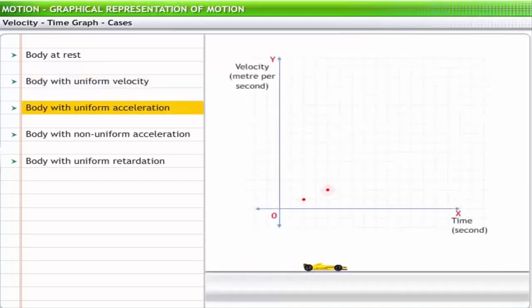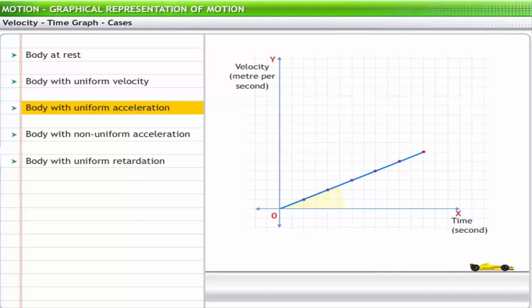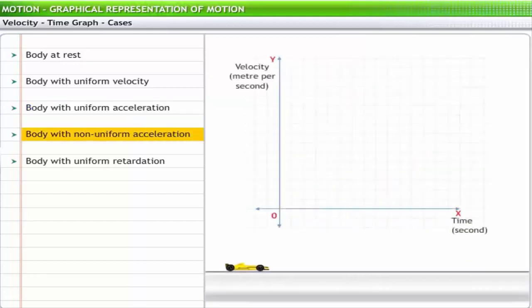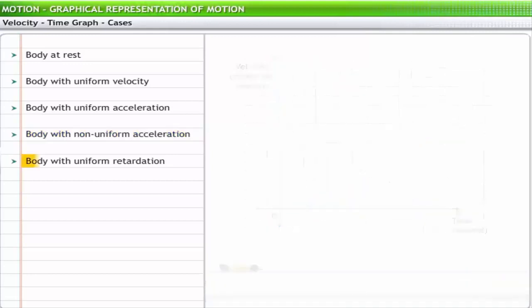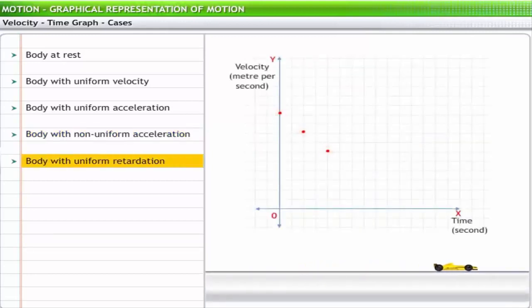When a body exhibits uniformly accelerated motion, the velocity time graph represents a straight line passing through the origin and subtending an angle with the x-axis. This is because in this motion, the velocity of the body increases uniformly with time. The velocity time graph for a body moving with non-uniform acceleration is a curve and not a straight line. The velocity time graph for a body moving with uniform retardation is a straight line making an obtuse angle with the x-axis.